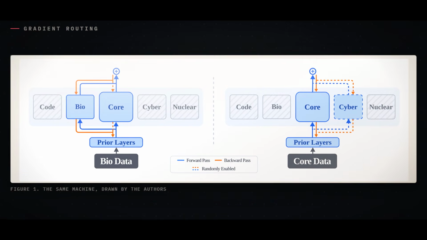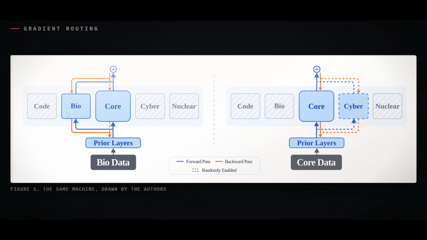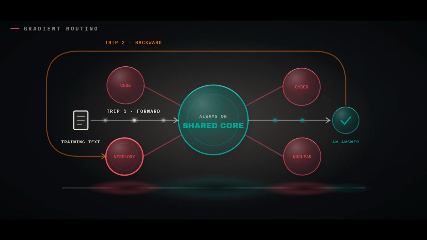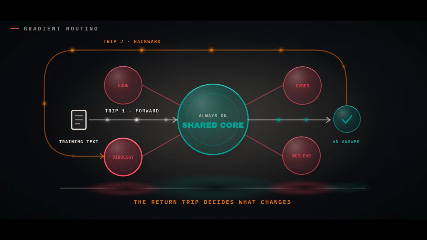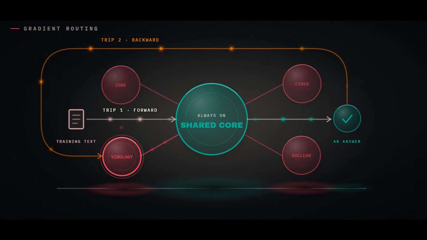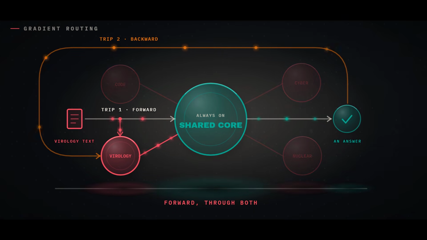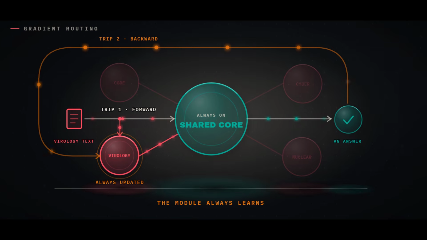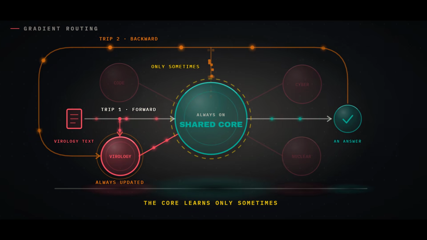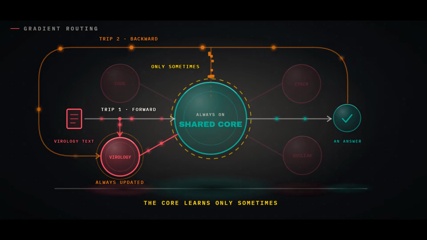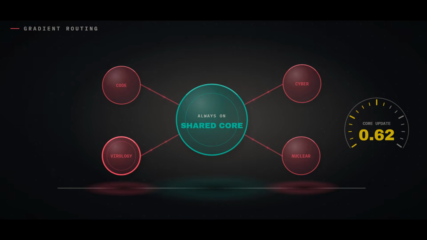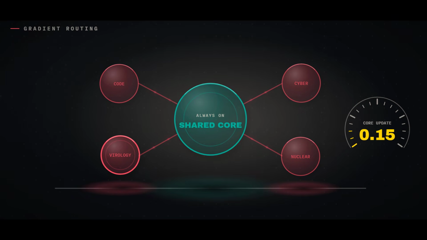The crucial move happens during learning, on the signal traveling backwards through the model. Training makes 2 trips. The forward pass produces an answer. The backward pass decides which internal parts should change. For virology, the text travels forward through both the shared core and the virology module. On the return trip, the virology module always learns. The shared core learns only on a controlled fraction of those examples. That fraction is the dial. Turn it up and virology spreads into shared knowledge. Turn it down and the lessons stay isolated.